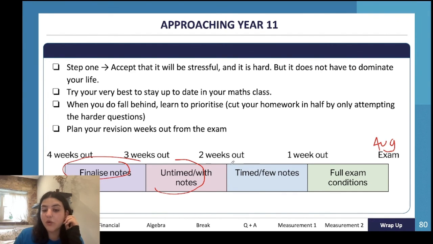Then within 2 weeks, you want to move into timed and a few notes. And then within 1 week, you want to be doing the full exam conditions. So just the reference sheet that you would be given in the exam and no notes apart from that, and timed. Doing things timed is the best thing you can do for yourself, because at the end of the day, your exams are timed, and that is the element that ruins people's preparation, right?